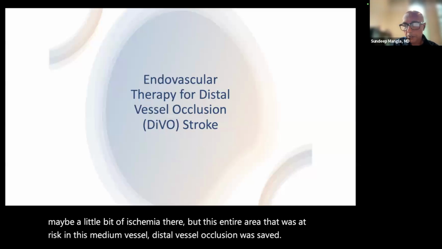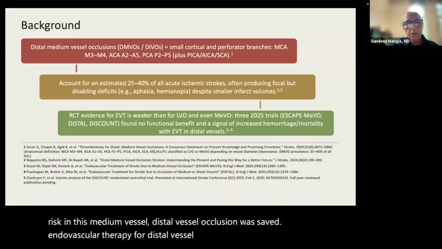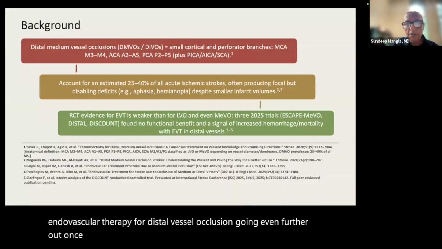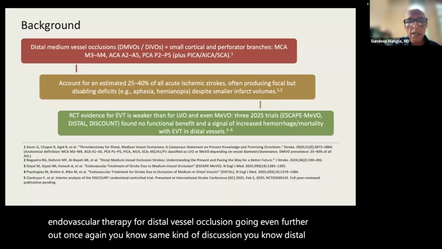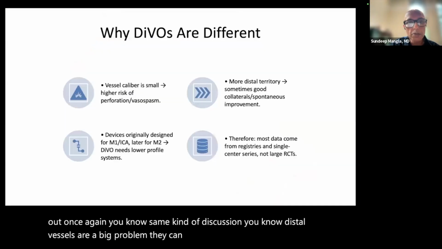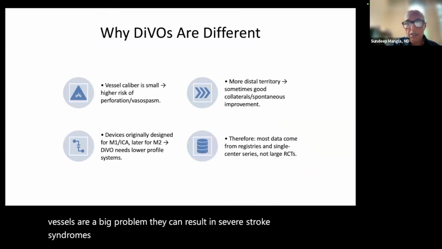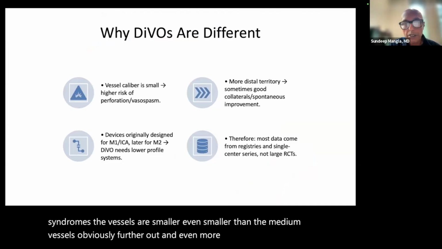Endovascular therapy for distal vessel occlusion, going even further out. Once again, same kind of discussion. Distal vessels are a big problem. They can result in severe stroke syndromes. The vessels are smaller, even smaller than the medium vessels, obviously, further out and even more delicate. So even more challenging, right?